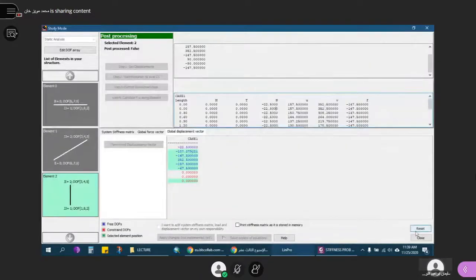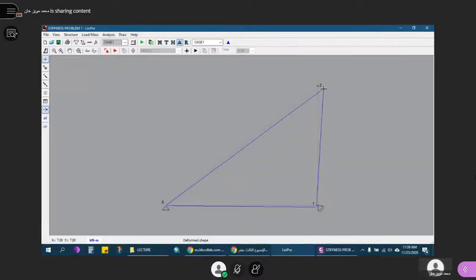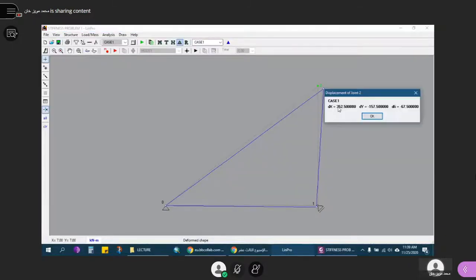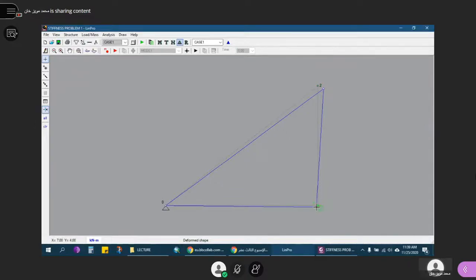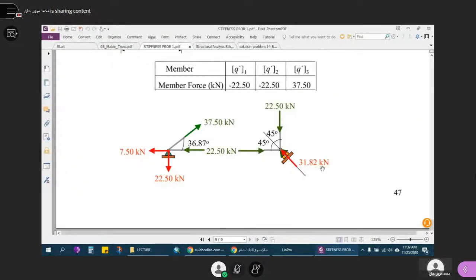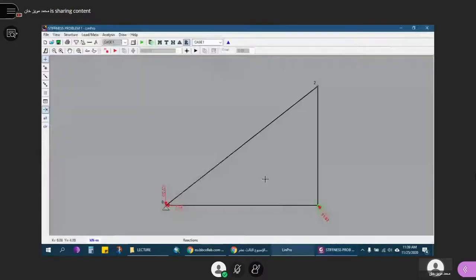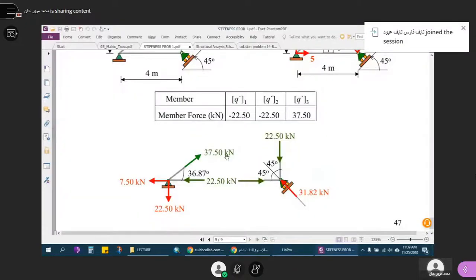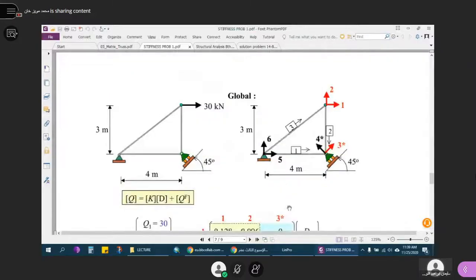And as I already told you, we can also get this from the diagram. Just right click, and you will get the displacement in X and in Y. If you right click on this node, you get the displacement in X, minus 127. And if you click on the reaction, you get the reactions of the supports: 31.82, 22.5, 7.5. So this is how you get the reactions, force in members, and the global stiffness matrix of any problem. So this is how you do it. Any doubt so far?